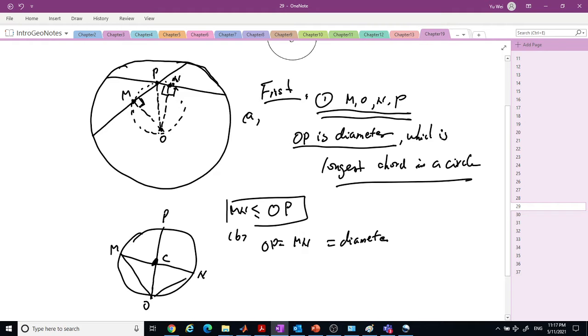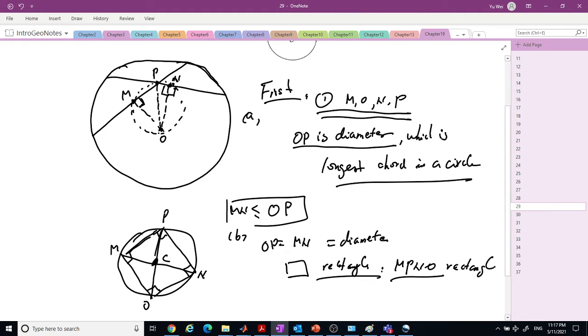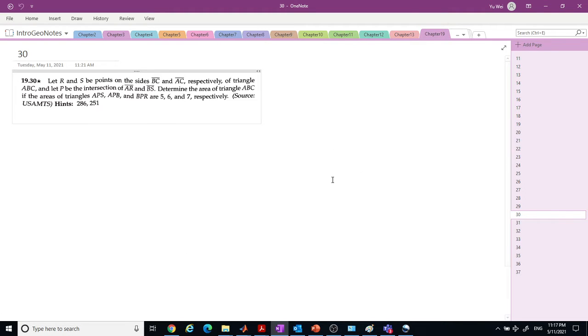So this diameter will construct a... so we have the 90 degrees here, 90 degrees here. Here's another diameter, 90 degrees here, 90 degrees here. We'll construct a rectangle. So that means when MPNO is a rectangle, they are equal. Next.